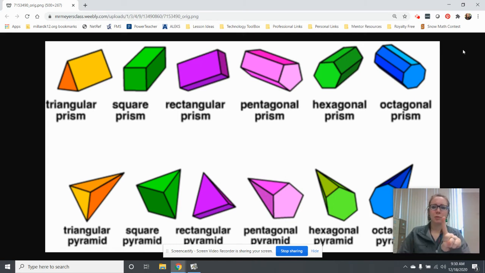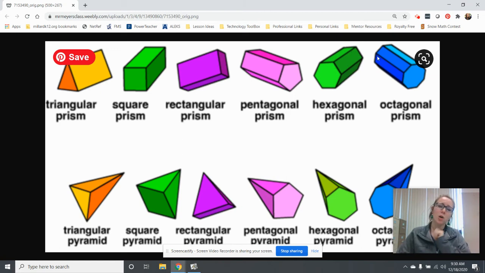A prism, which are all the things up here, have two parallel bases. What I mean by that is if we look right here, our base is this triangle, and on the other side of the shape, there's another triangle back here. Our base is the square, and on the other side, there's another base. Our base is this rectangle, and on the other side, there's another matching rectangle. Here it's this pentagon, and on the other side, there's another pentagon. Here it's the hexagon and octagon.